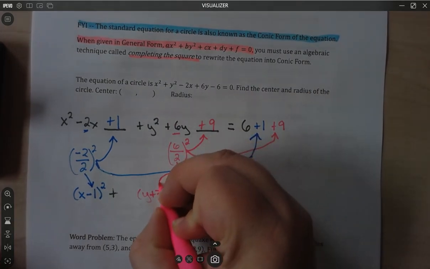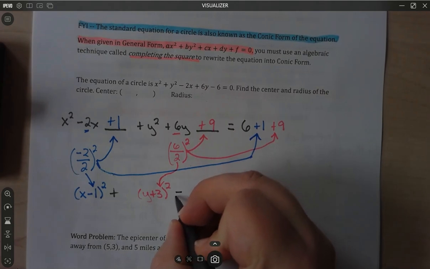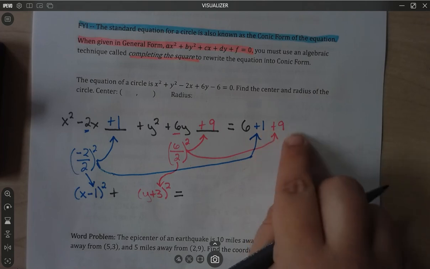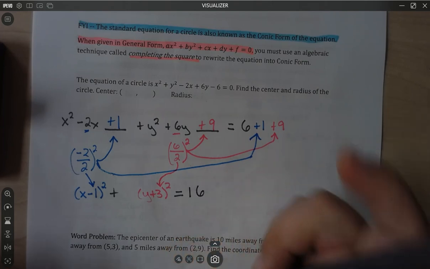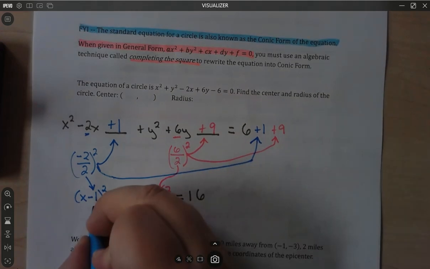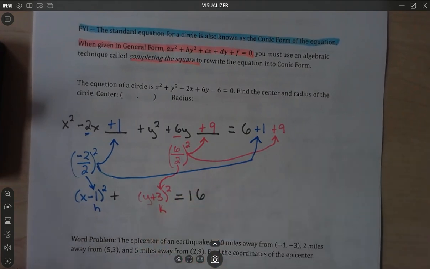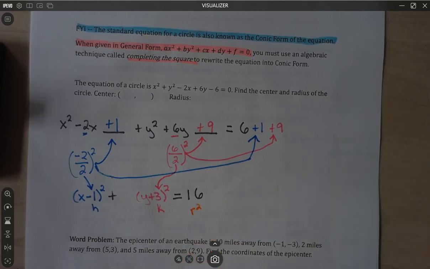Again, before we square it, it comes down in here. Then this last side is the sum. So I have to make sure I've added that 1 and I've added that 9 to the 6 I brought over. So this equals 16. So now when I'm looking for the center, this is my h, this is my k, and this is my r squared. I have to remember that's r squared and not r.